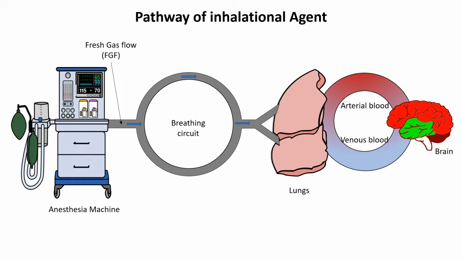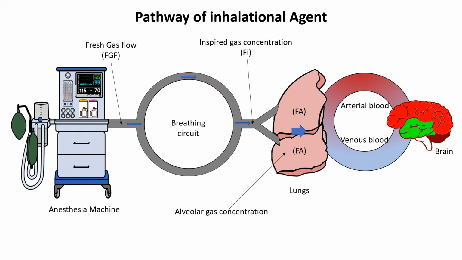The concentration of an inhalational anesthetic in the gas mixture delivered to the lung is the inspired gas concentration. Once in the lungs, the anesthetic enters the alveoli, where its concentration, called alveolar gas concentration, creates a partial pressure that drives diffusion into the pulmonary capillary blood.